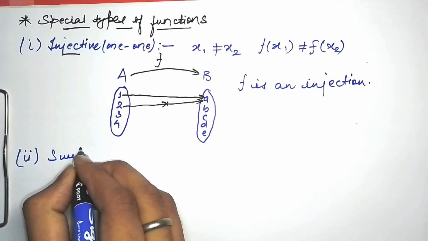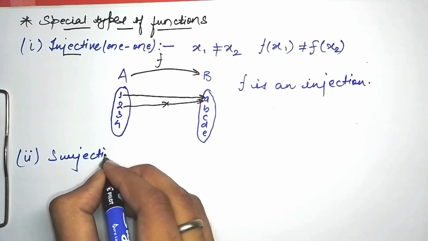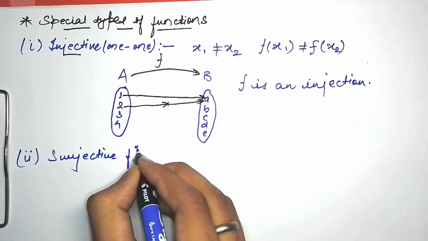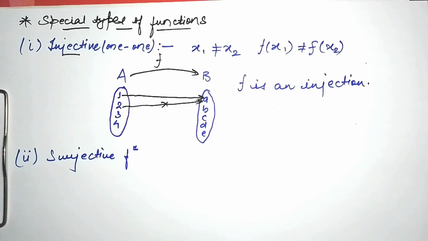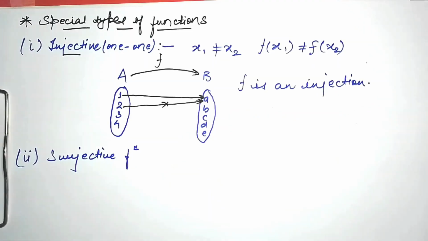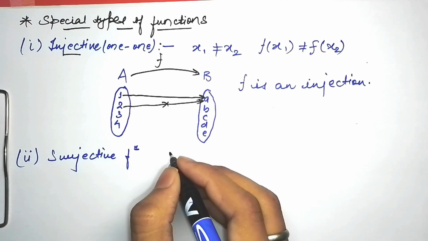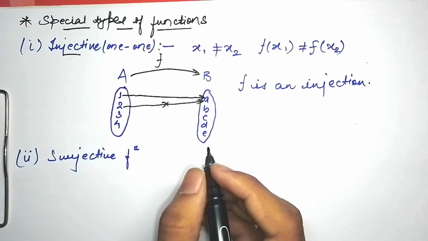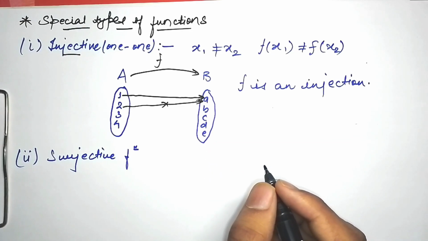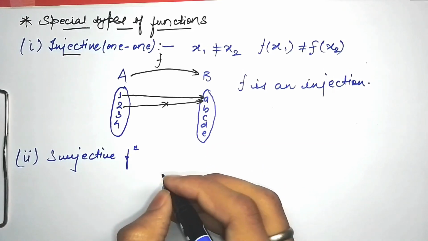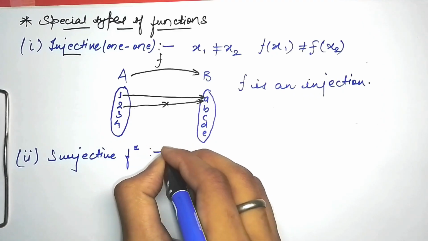A surjective function is a kind of function where the range is equal to the codomain. In the last lecture, I explained what codomain means. If you have not gone through that lecture, you can go through it. Now, what is a surjective function? Let us give you an example.